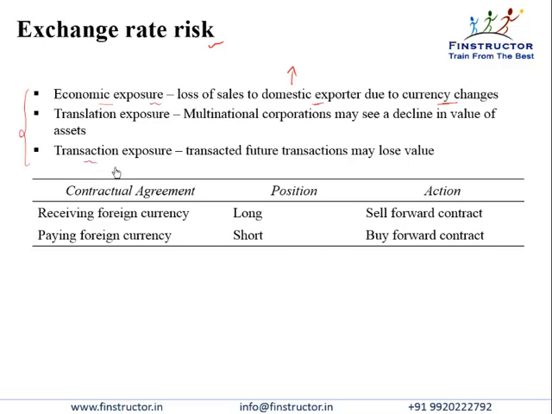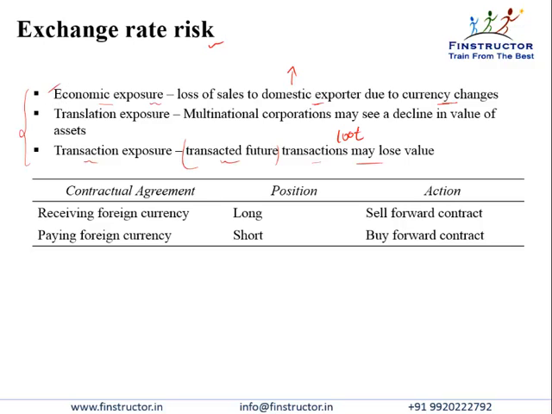And finally, there can be a transaction exposure, that is, transacted future transactions may lose value. So if I have agreed to receive money in the foreign currency and I have already transacted, that is, I have agreed to sell products in pounds, so I am expected to receive 100 pounds every month for the next 12 months. Then if the US dollar appreciates or the pound depreciates, then these 100 pounds will lose value in US dollar terms.